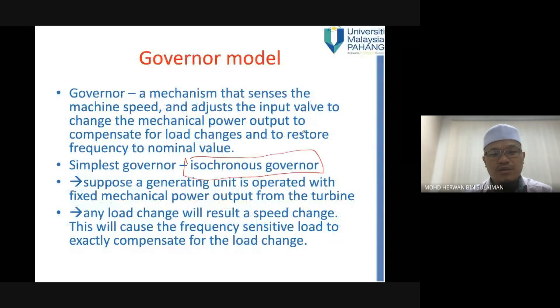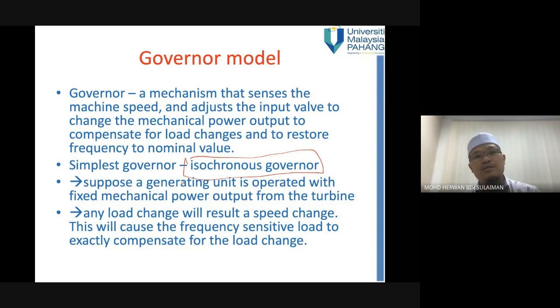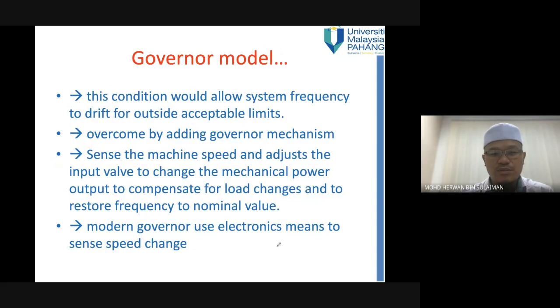Okay, suppose the generator unit is operated with fixed mechanical power output from the turbine and then any load change will result in speed change. So either the load decreases or the load increases. If the load decreases, your speed becomes faster. So it means it has to close the valve. Okay, so this will cause the frequency sensitive load to exactly compensate for the load change. So meaning that you want to compensate back for what will happen from the load change. This condition will allow system frequency to drift outside acceptable limits.